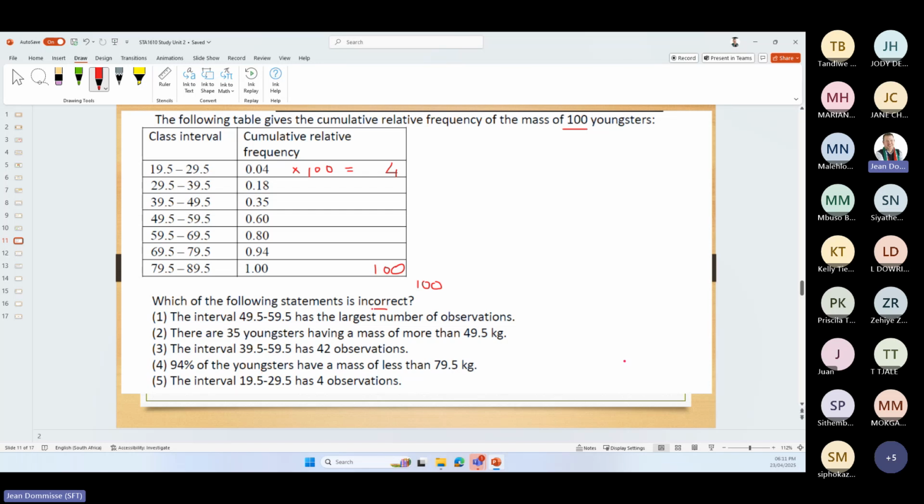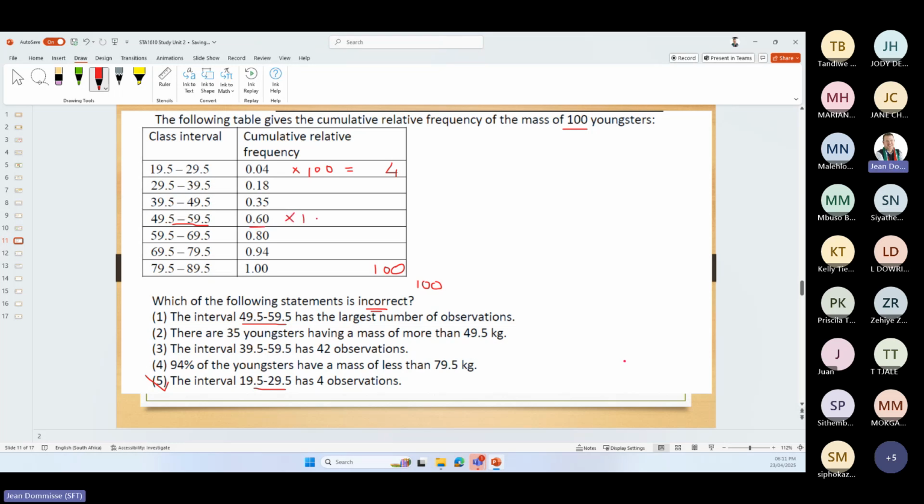Okay, so which one is incorrect? And here was one: the interval 19.5 to 29.5 has 4 observations. Correct. We're looking for the incorrect one. So let's look at the interval they're asking about now, 49.5 to 59.5. Here it is.